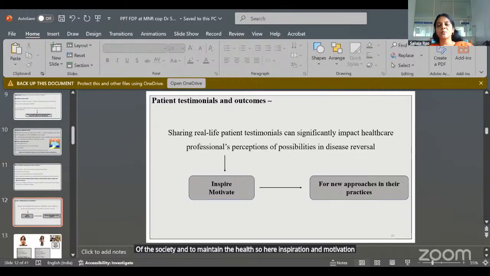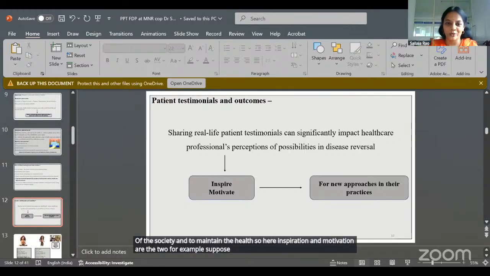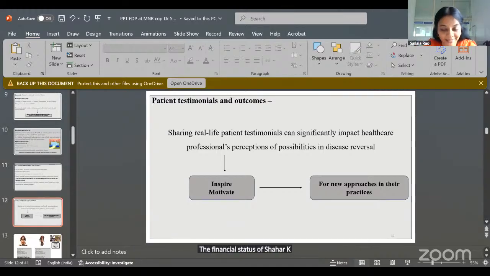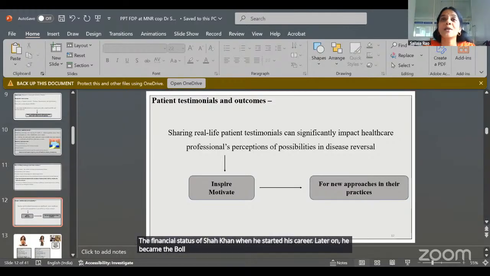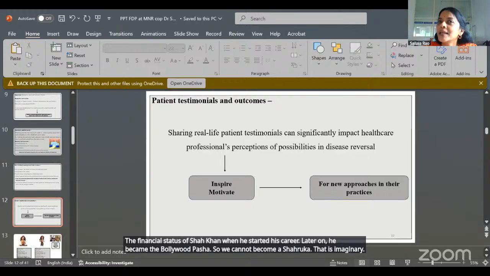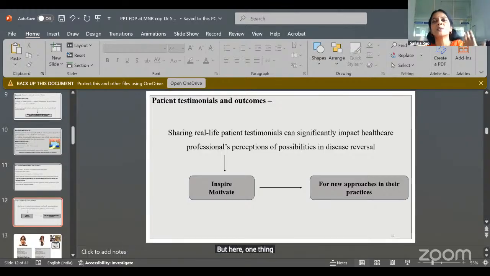For example, we all know about Shah Rukh Khan, the financial status of Shah Rukh Khan when he started his career. Later on, he became the Bollywood Pasha. So we cannot become a Shah Rukh Khan. That is imaginary. But here, one thing we can do: we get inspired by Sunita Williams. But the main thing is when we get inspired by the people, when you are on the right path, that is well and good.